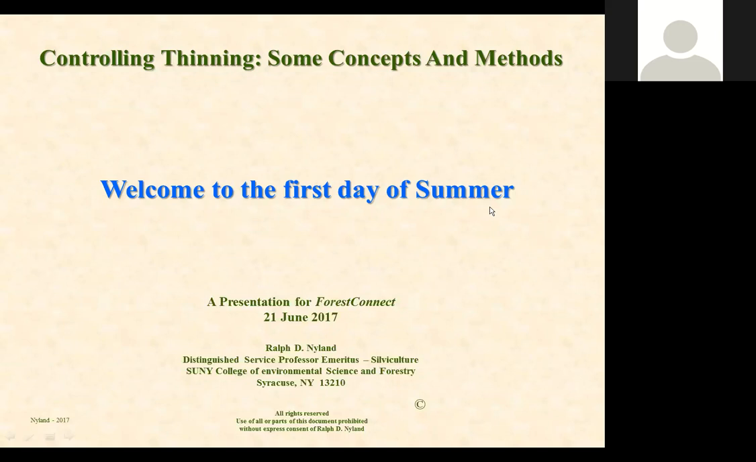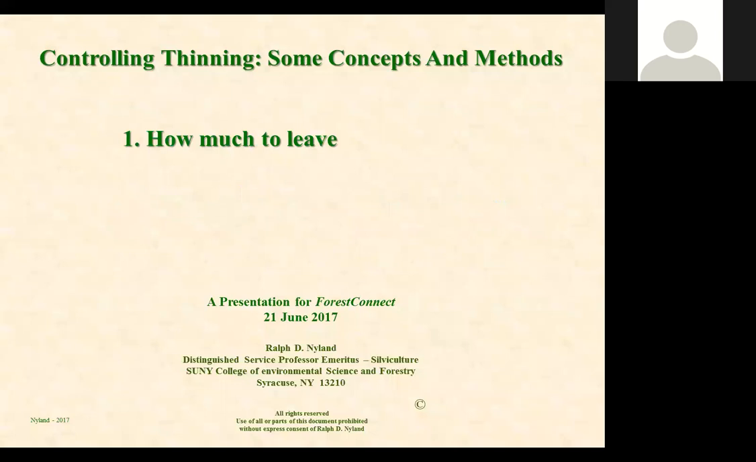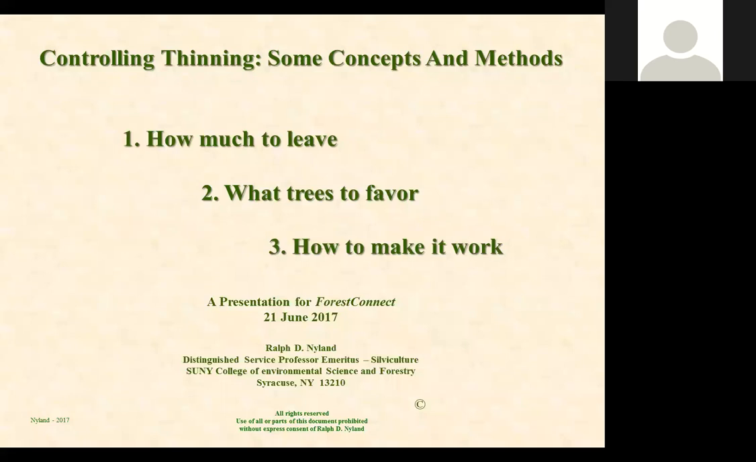Let's think about three basic things tonight. The first is how much stocking to leave behind when you thin or reduce the density of even age stands. My focus tonight is totally on even aged stands. Secondly, when you reduce density by thinning or other intermediate treatments, what trees do you favor? That's a very important part of it. And thirdly, how do you make it all work? What can we do on the ground? What methods can we use? What prescription technique can we use to pull it all together?